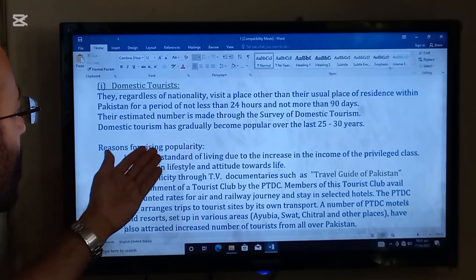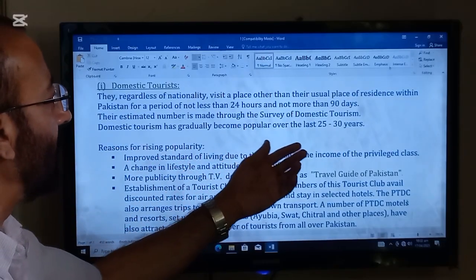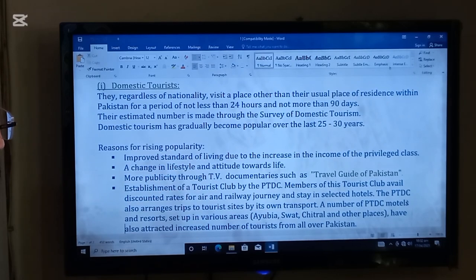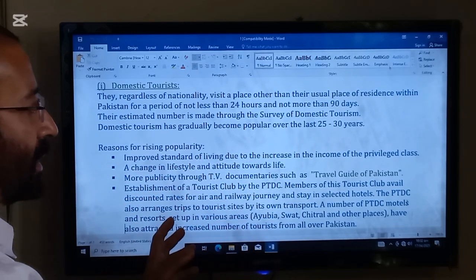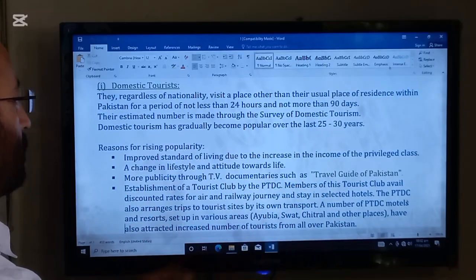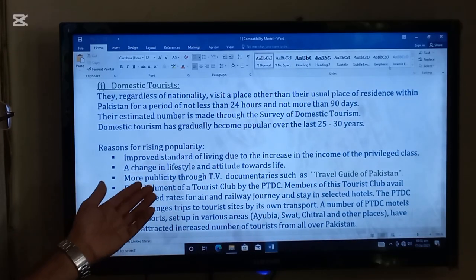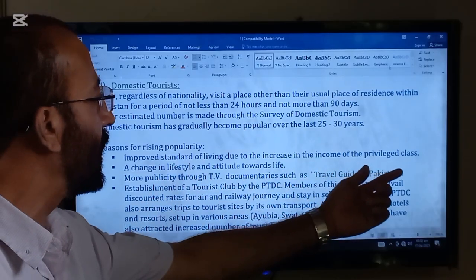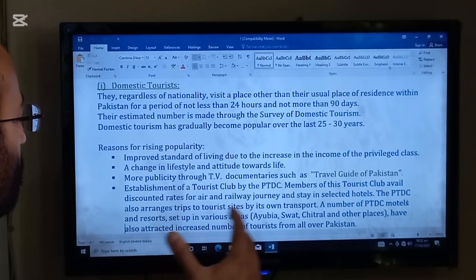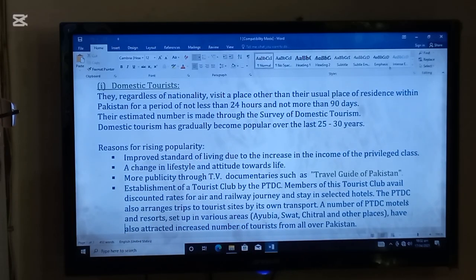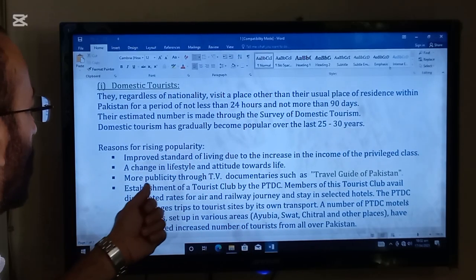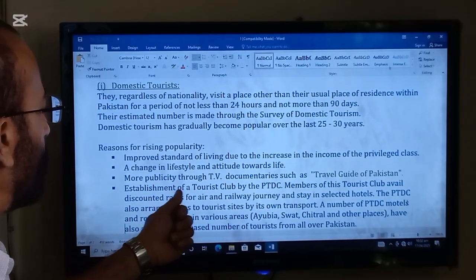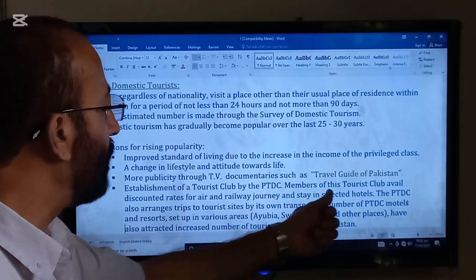So domestic tourism has gradually become popular over the last 25 to 30 years. So these are the points for the rising popularity of the domestic tourism. Number one is improved standard of the living due to increase in the income of the privileged class. So this is the first point of increasing the domestic tourism. Next is a change in the lifestyle and attitude towards the life. Next is more publicity through TV, documentaries such as Travel Guide of the Pakistan.